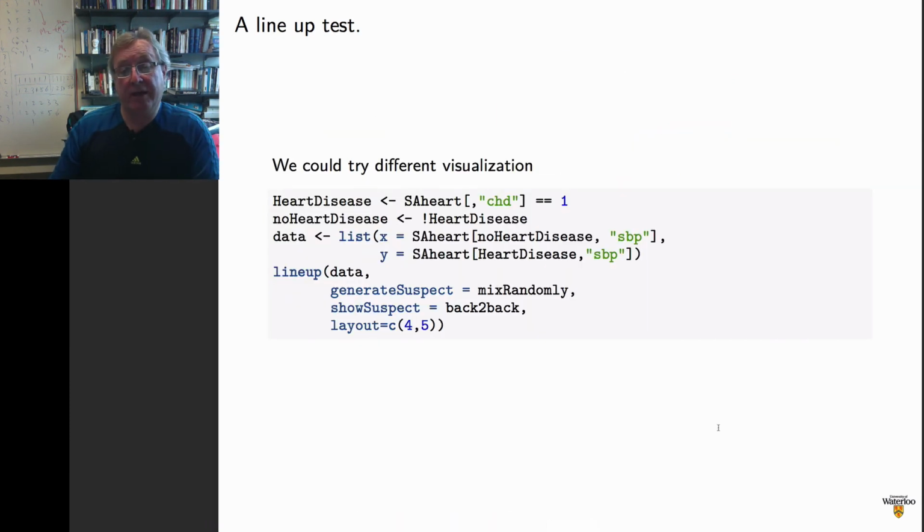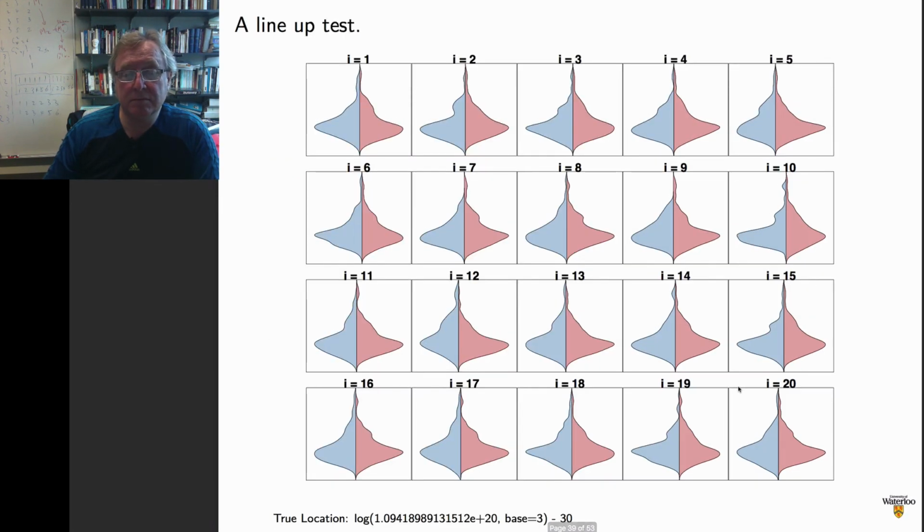So I can try that again with another visualization. Same data, now I'm going to do the back-to-back. Looking at these, which one of these looks least like the others? So going over, again, I seem to be attracted to the pointy things, pointy there. Just look at the tail behaviors.